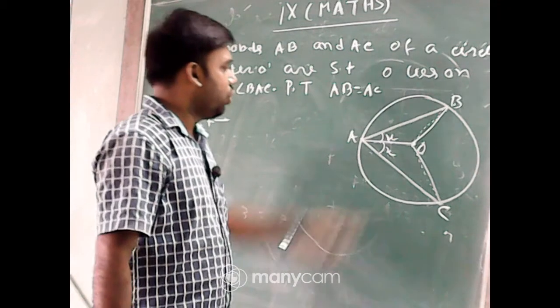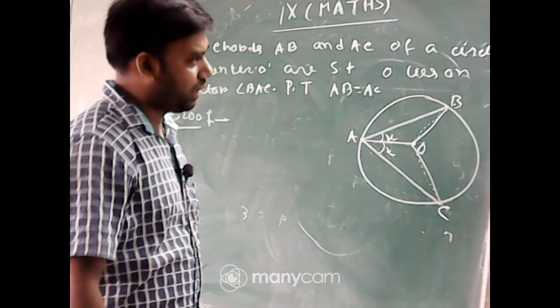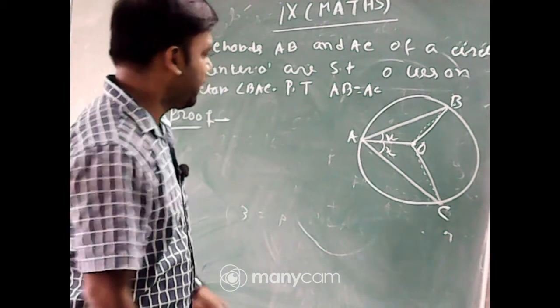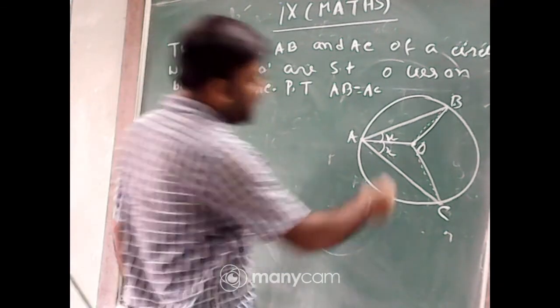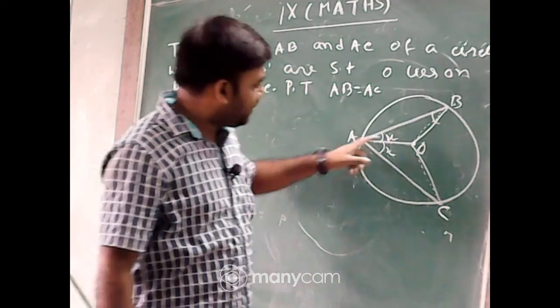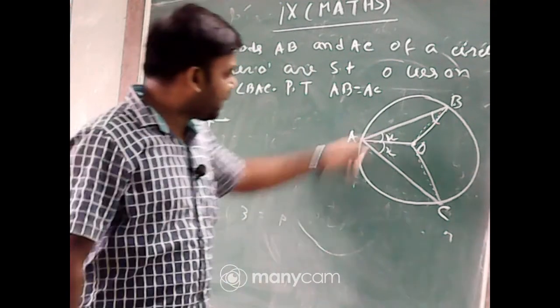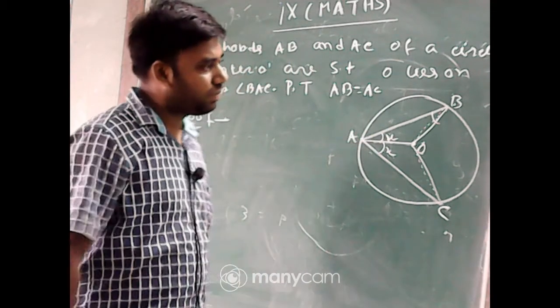Okay. OB and OC are equal because they are radius. Okay. Next question. If this angle is x, what will be the value of this angle? Tell me, that value is x.